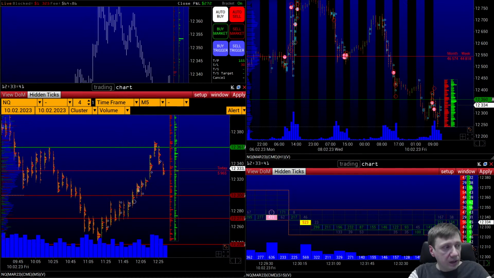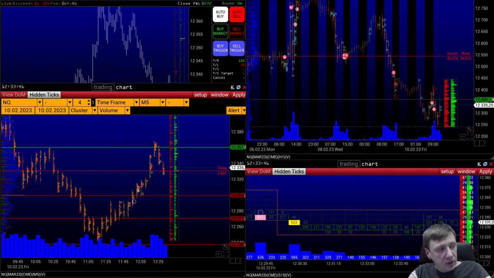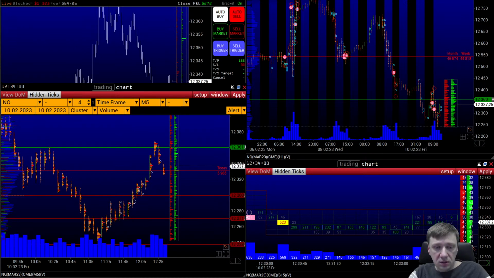I'm trying to find levels on 1 hour time frame, 15 minutes time frame, and then I'm looking for a confirmation on a lower time frames. That helps me to make more precise trades with a low risk, because my strategy is a low risk strategy. As you can see, I'm having only 30 ticks stop loss on a Nasdaq, which is really low.